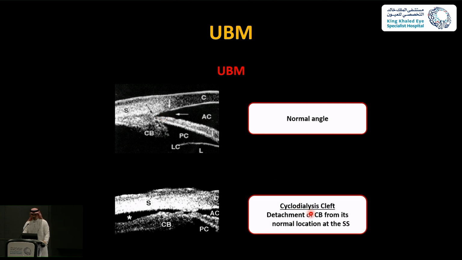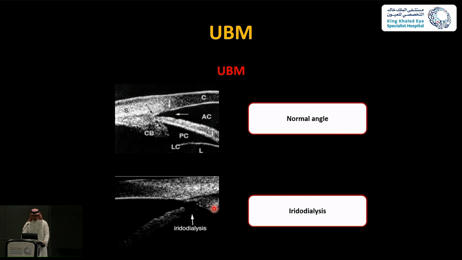And that's the area of cyclodialysis cleft. So you have a direct communication between the supraciliary space. You can see the ciliary body here, and that's the supraciliary space, and the anterior chamber. And you can see here the scleral spur. Another UBM showing a patient who is having iridodialysis after trauma. So that's the normal angle configuration on UBM, and that's the iris disinserted from its roots, but does not cause any other harm. So that's iridodialysis.